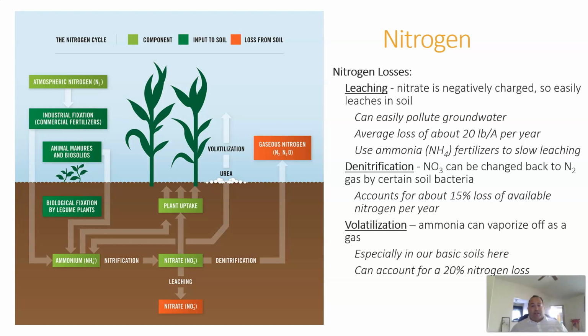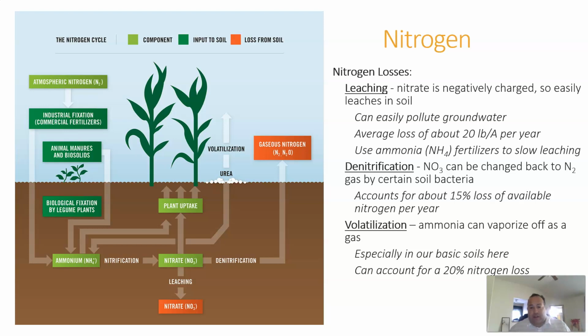Sometimes that nitrate is going to leach, so we'll have our nitrogen losses, where some nitrate just leaches into the other parts of the soil. A bad thing that happens with that is that it can pollute groundwater. There's about 20 pounds per acre of loss per year, and you can use ammonia fertilizers to slow this leaching down. The other way we're going to lose it is denitrification.